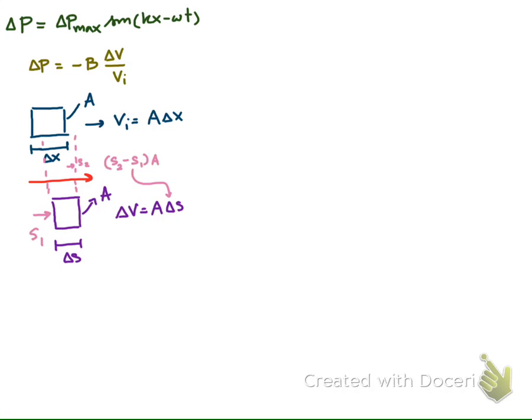The change of the volume is equal to S2 minus S1 times A. You can see that when we measure S1 and S2, S1 is the displacement of this phase of the element. Okay, so this is S1. So S1 represents the compression of this element, because this displacement is the compression of this element.